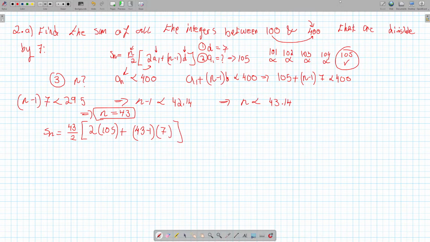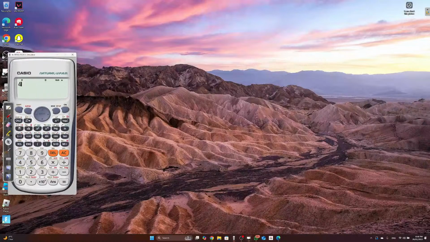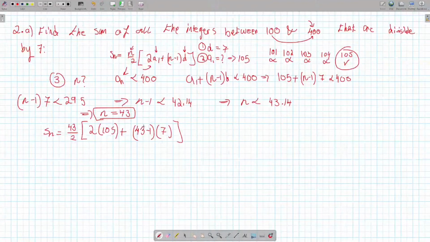Let's do this all on our calculator. 43 divided by 2, times 2a1, so 2 times 105, plus n minus 1, so 42 times 7. And you should get, I think 10, let me check the answer key. Yes, it's correct. So you're going to get 10,836. That's correct for part A.